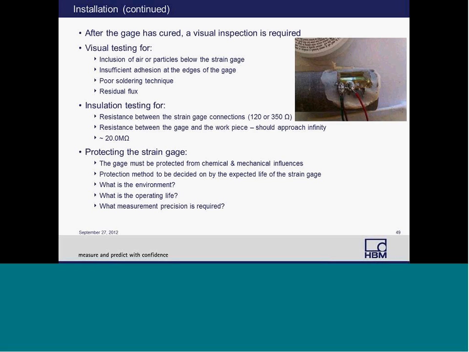Protecting the strain gauge, after it's installed and properly wired, must be protected from chemical and mechanical influences. This protection method should be decided on based on the expected life of the strain gauge. You need to consider what the environment's going to be, what the operating life will be, and then what measurement precision is required for the test.